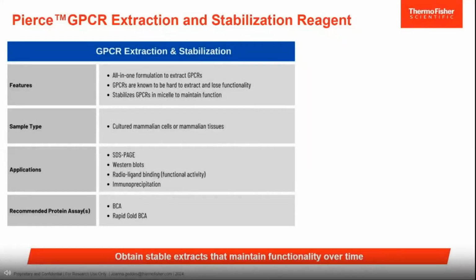The Pierce GPCR extraction and stabilization reagent's formulation is optimized to include detergents and stabilizers that will give the most efficient extraction of functional protein. In the data showcased on the right, the top bar graph shows improved specific binding of tritiated ligand when using the GPCR reagent compared to other commercially available reagents. In the lower bar graph, you can see that even after storing the extract for 1 week in the fridge or 1 month in the freezer, there are still elevated levels of functional activity.